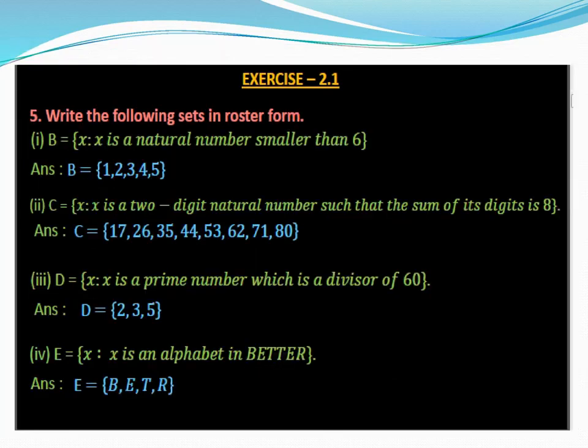We will go on to solve the fifth problem in exercise 2.1. Write the following sets in roster form. You can write roster forms from the given set builder forms. The first one is B equals {x such that x is a natural number smaller than 6}. X is an element in set B, and x is which kind of number? A natural number, and also smaller than 6. So which numbers are they?